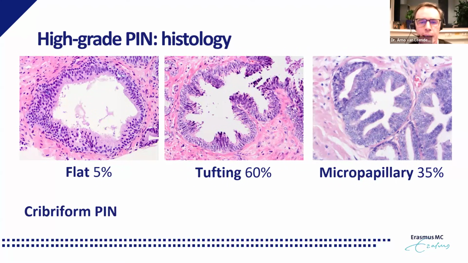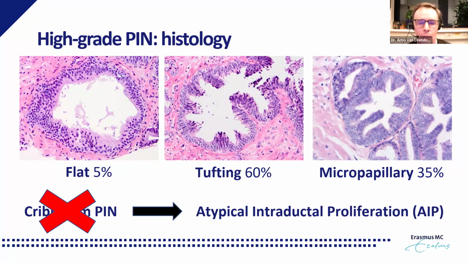So in the early days, we also knew something like cribriform PIN, but it's very important now to realize that cribriform PIN is not considered a subpattern of PIN anymore, but all what we used to call cribriform PIN will now be called atypical intraductal proliferation. And probably that's a far more aggressive lesion than the ordinary PIN lesions we are looking at. So I will come back to that later as well.